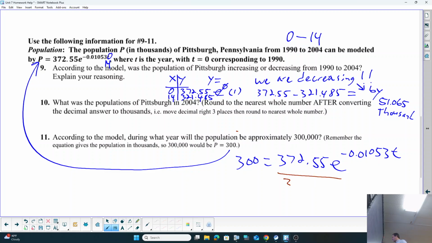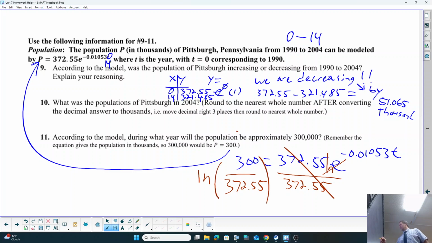Okay, so let's go ahead and solve for t. We're going to divide by 372.55. Cool. Then we have to undo e. How do we undo e now? To undo base e, we use ln. So we're going to ln both sides. That's going to get rid of the e. So we're going to ln all of that.